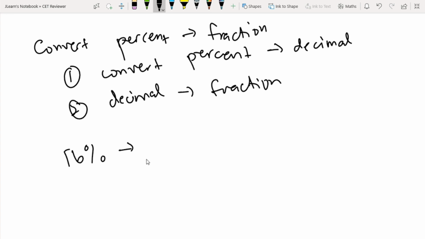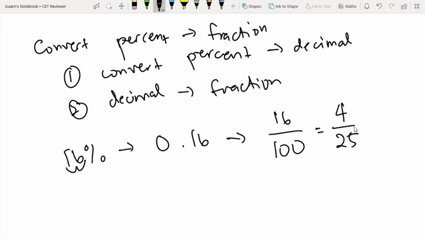So, for example, you have 16%. Convert mo muna yung percent to decimal. So, usog mo lang ng dalawang decimal point. So, 1, 2. So, this is 0.16. And then, using yung unang natutunan natin, 16 over 100 lang to. And then, we just simplify this to be equal to 4 over 25.